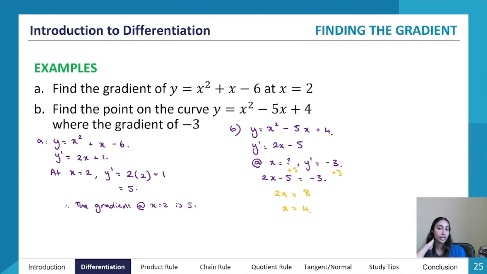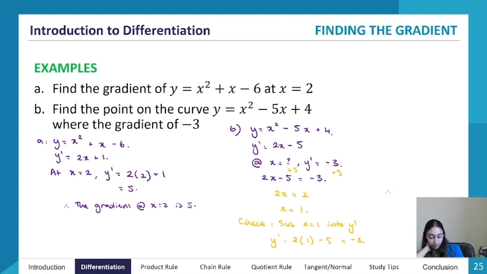Now, I'm just going to recheck that just in case I made a mistake. So let's sub x is equal to 4 into y dash, and I can just write check. Y dash is equal to 2 times 4 minus 5. And you can see that I did indeed make a mistake. So let's redo that. So minus 3 plus 5 gets me to 2. So x will be equal to 1. Now let's check that again. Check, sub x is equal to 1 into y dash. So y dash will be equal to 2 times 1 minus 5, which is indeed negative 3.